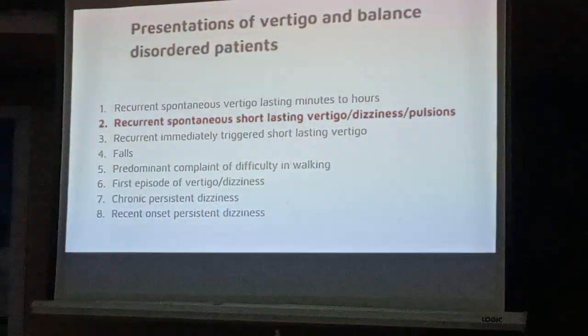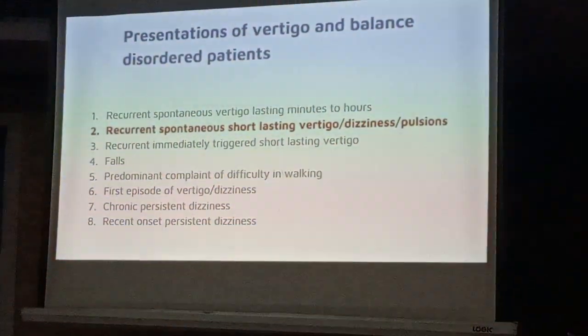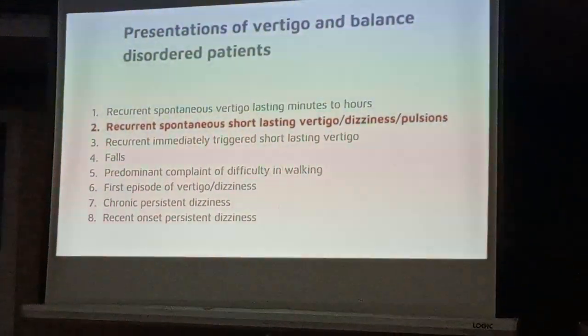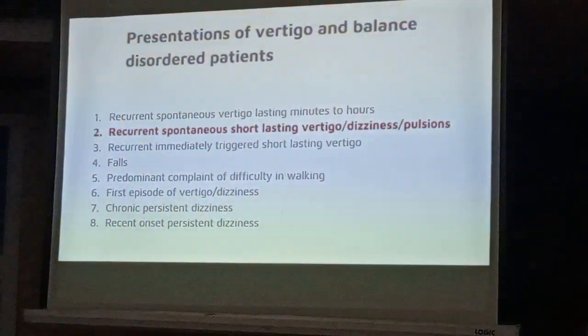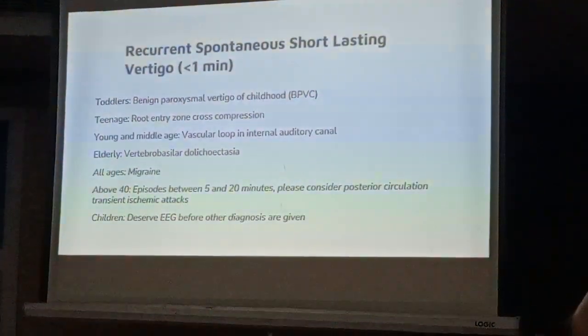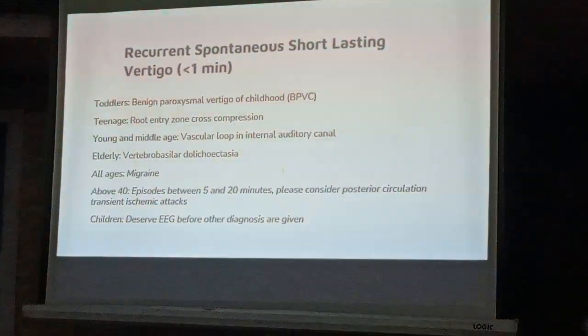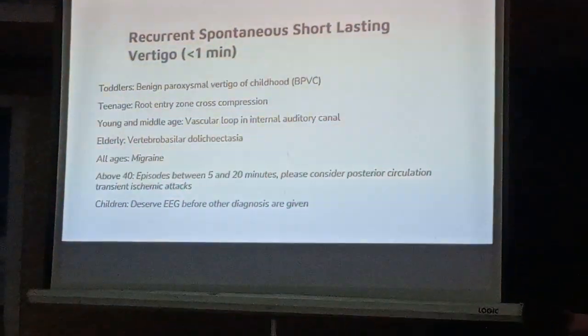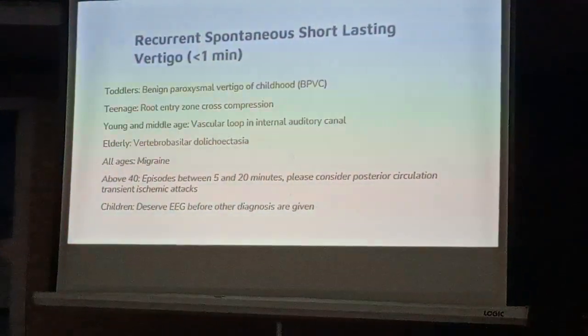Okay, so that is the first group. Now coming to the second group. The second group is recurrent, spontaneous, short-lasting vertigo, that is, less than 1 minute. So 1 minute, 2 minutes, and the patient gets these attacks repeatedly throughout the day. The patient is normal, he is working, suddenly he feels giddy, then he is normal again, then he feels giddy again. So it is repeated, and this is a symptom of vestibular paroxysmia.